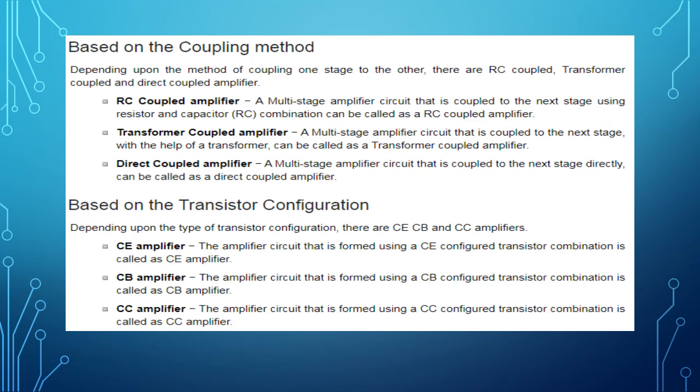and the amplifier circuit that is formed using a common base configuration transistor is called a common base amplifier. In the common collector amplifier, the circuit is formed using a common collector configured transistor combination. And we can also tell these three amplifiers are examples of single stage amplifiers.